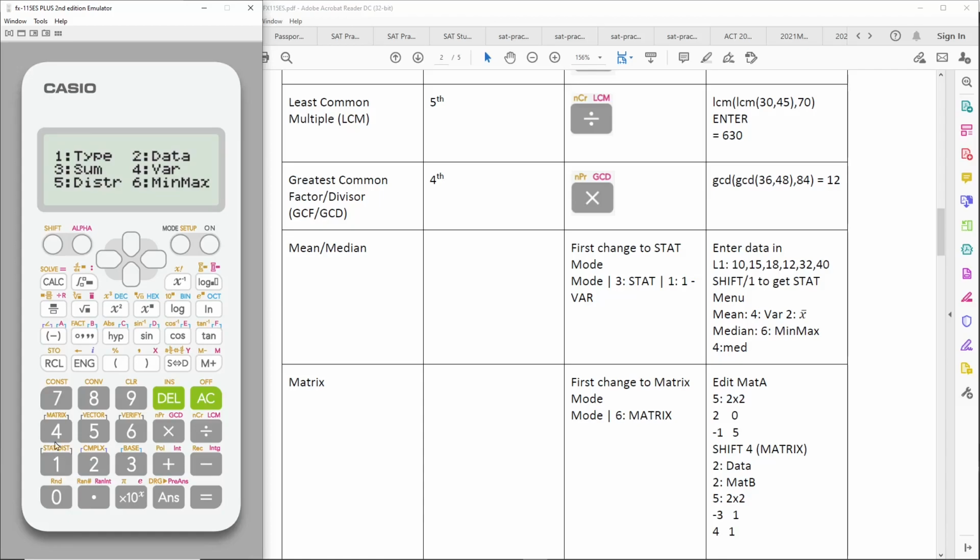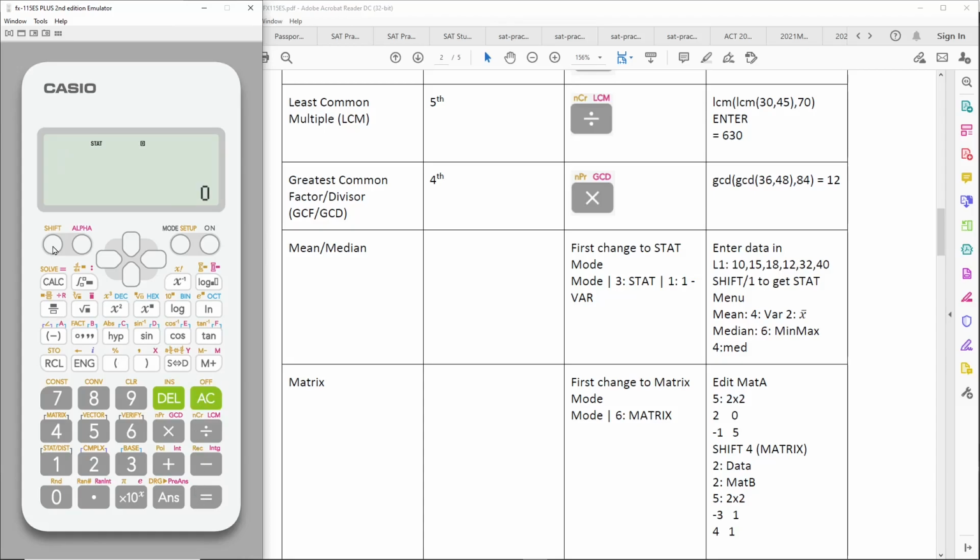I'm going to choose option 4 for variable. So choice 1 tells you the number of data points, choice 2 is for your mean, choice 3 is for your population standard deviation, option 4 is your sample standard deviation. So if I want to find the mean, I press 2, then equal, so my mean is 17.4.